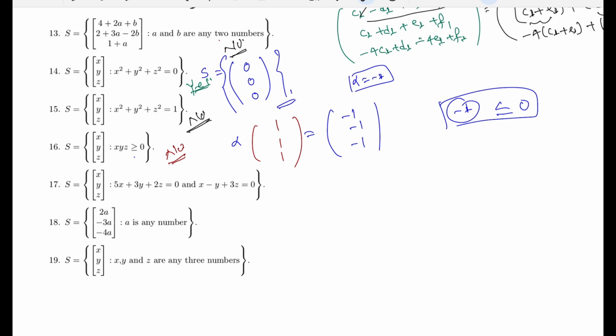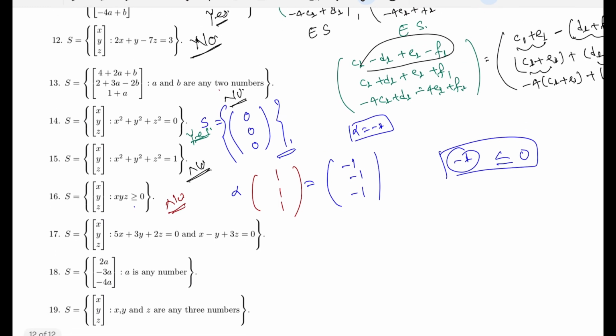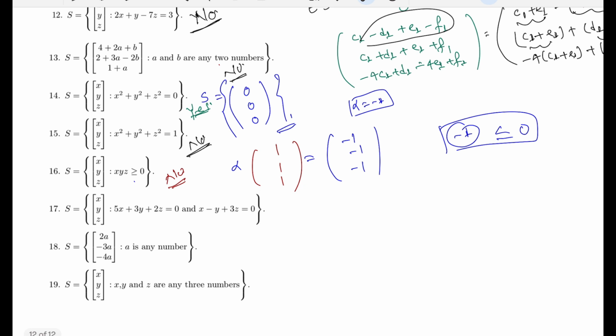If you are not able to see this through this explanation, then you can simply check if the 0 0 0 vector belongs to this particular set or not. So yes, it will belong, because if you take x 0, y 0, z 0, and look at these conditions, are they getting satisfied or not? If you take 0 0 0, this will be 0, this will be 0, this will be 0, so 0 equals 0, and at the same time this will also be 0.